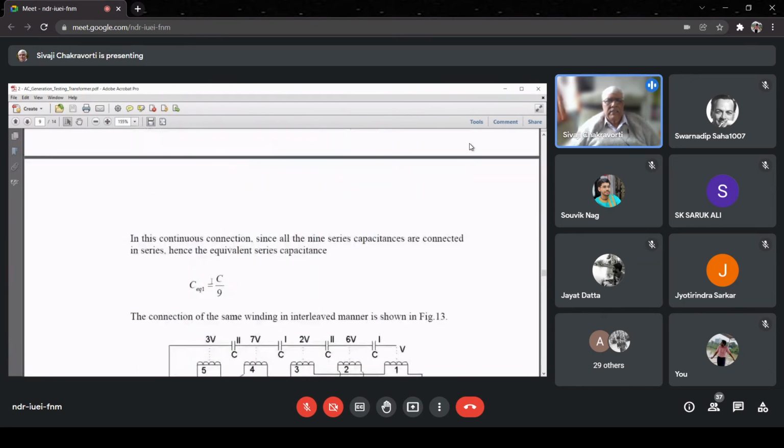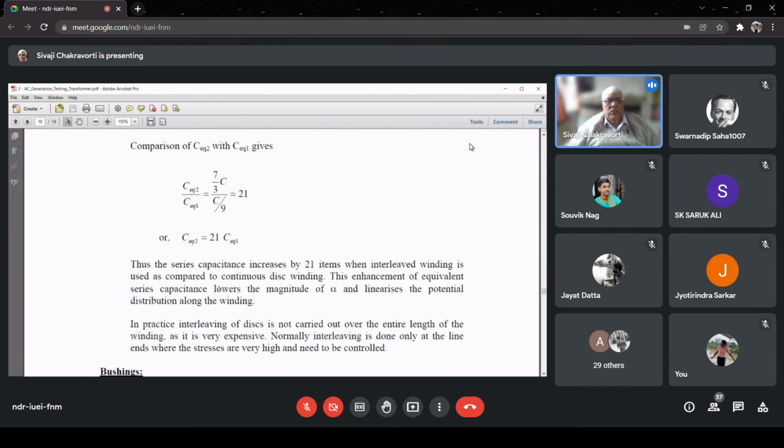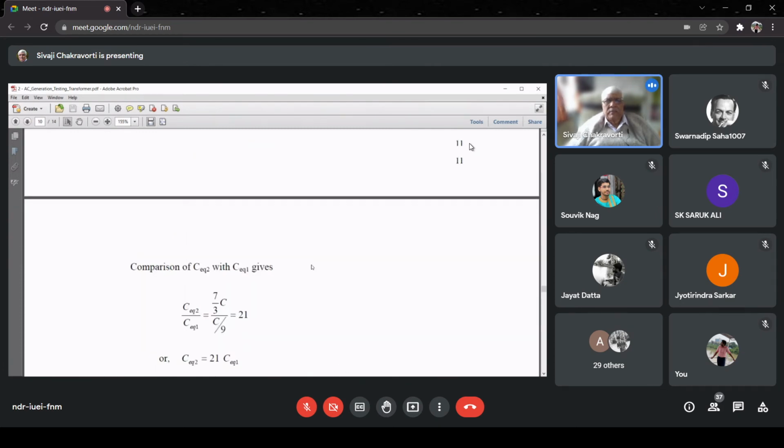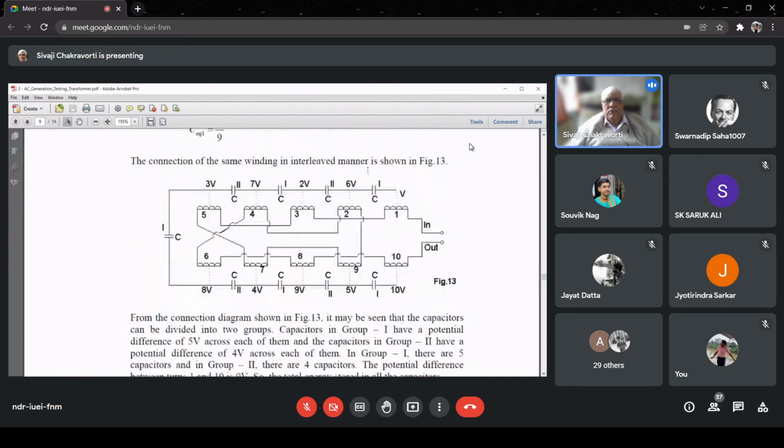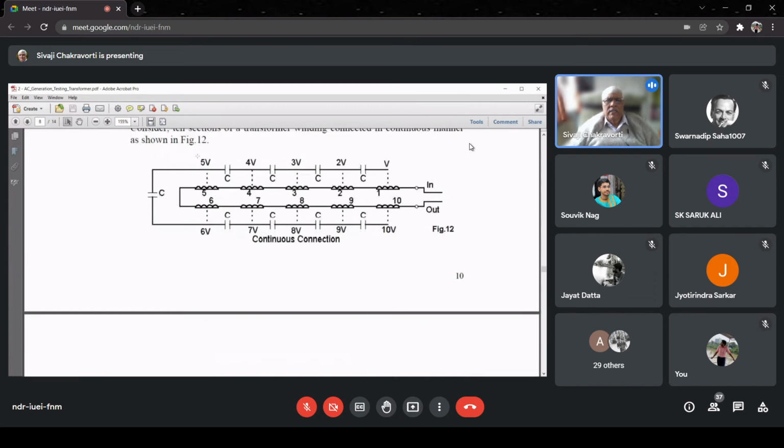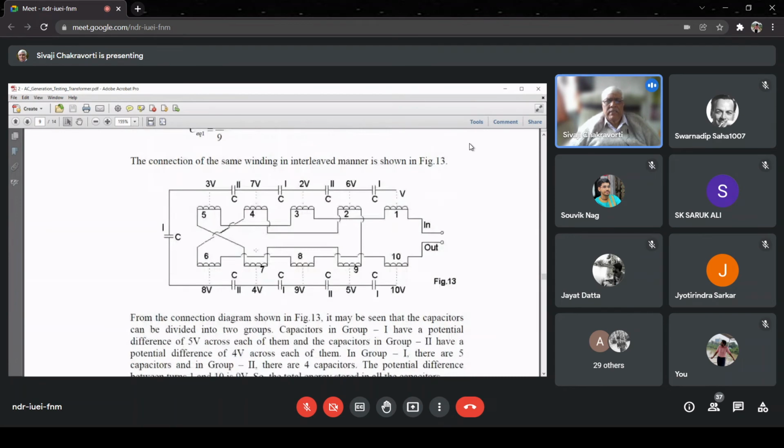What is the equivalent capacitance in the first case? It is C by 9. So therefore, if I take a ratio, that is the equivalent capacitance in the second case divided by the equivalent capacitance in the first case, you will find it is 21 times. That means this interleaved winding increases the series capacitance by 21 times compared to the conventional connection. Now, increasing series capacitance means Cg by Cs goes down, and therefore the potential distribution becomes linear.